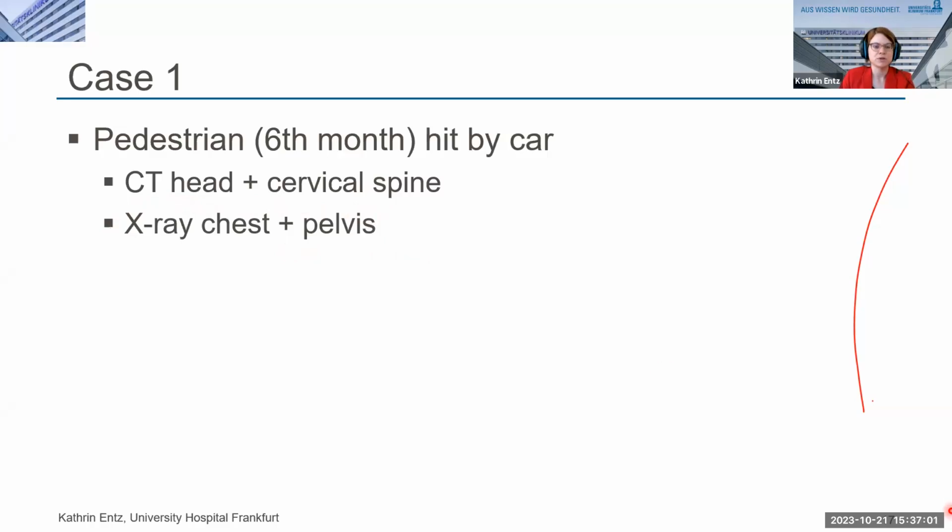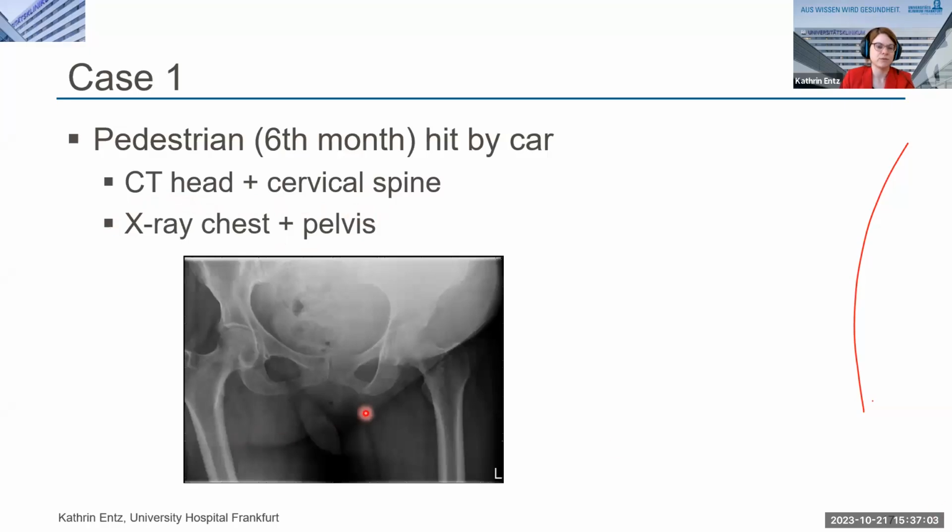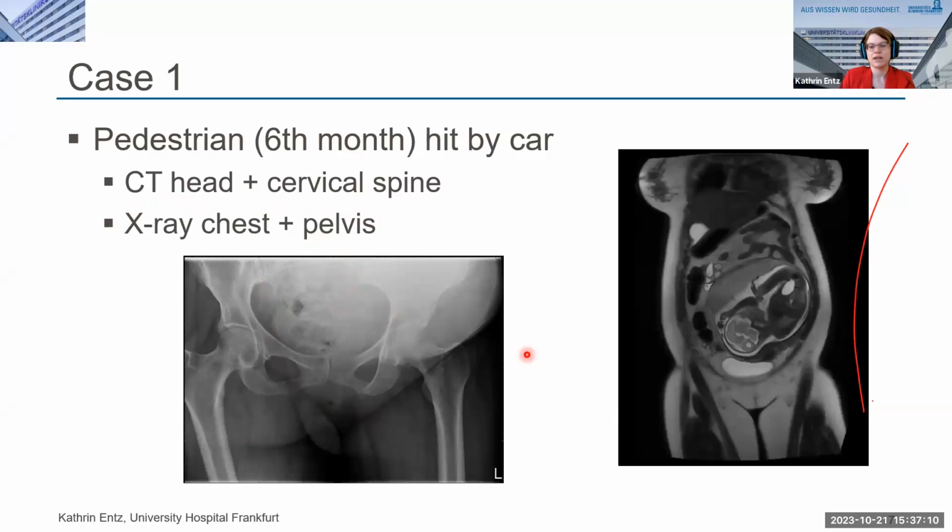So what we would now do is, okay, here first you can see it. Maybe here is a little bit of the head. It's hard to see. I also have here the MRI image that was taken a little bit later on. Here you can see the child and the position of it.